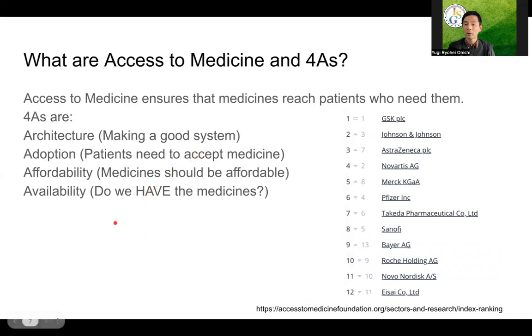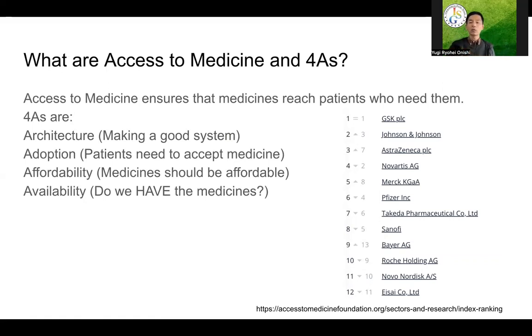So this is the final slide. So we have one field called access to medicine. Access to medicine means we need to give medicines to the patients who need those medicines. So access to medicine is almost the same as universal health coverage. Universal health coverage, access to medicine, almost the same, okay?